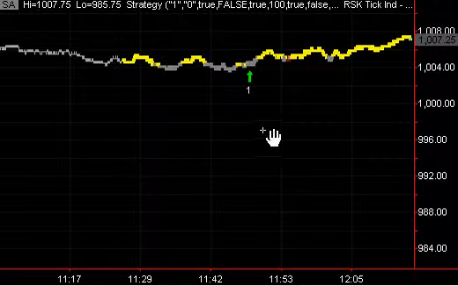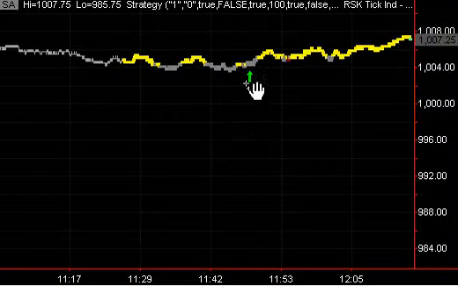Okay? So we have tremendous flexibility to utilize other market internals in telling us where the logical place may be to execute a trade. And that was an automated trade.